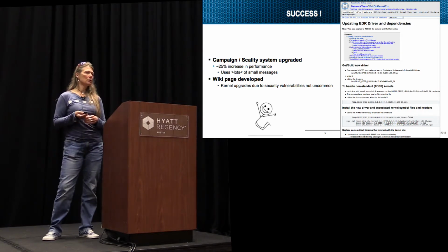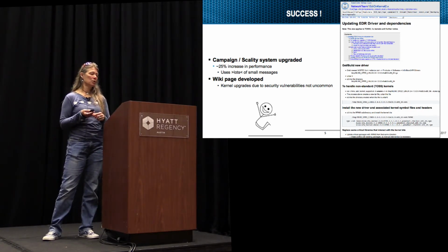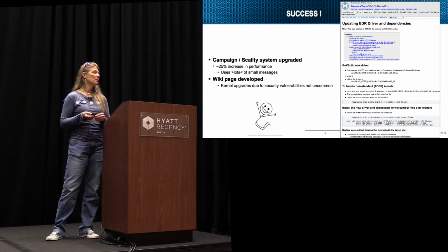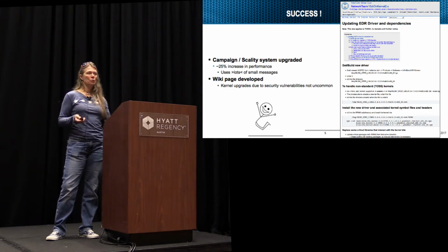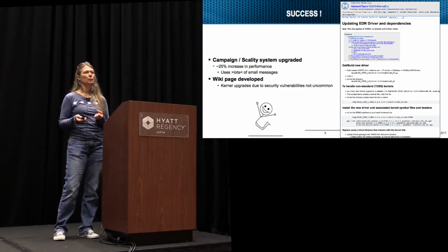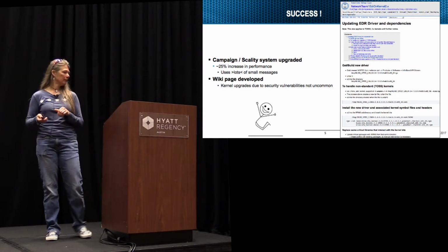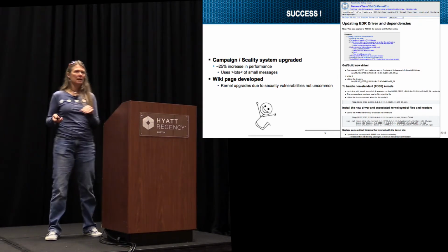But Campaign Storage at this point in production for erasure was using something called Scality. And Scality uses lots of really small messages. So they were having trouble with the system and not seeing the performance they thought they would get. When they upgraded the driver, they got a 25% performance increase. So people were really happy. So this was a success.